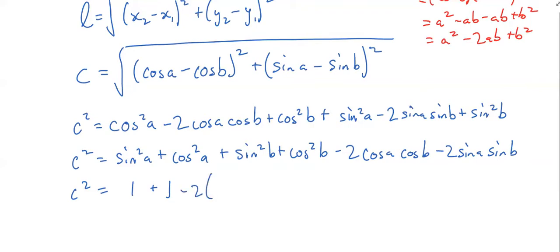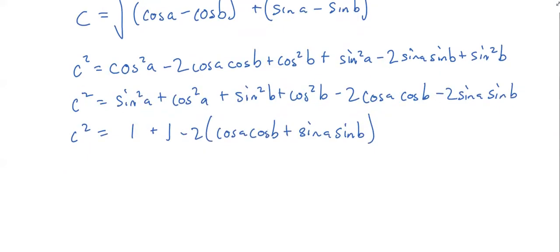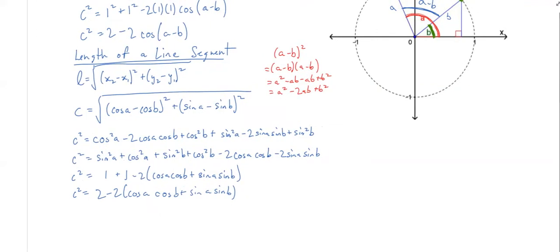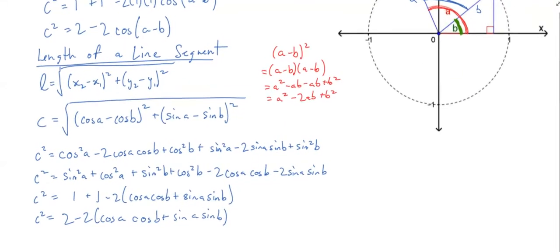Minus 2, and what are we left with? Cos A cos B plus, be careful of that, because I factor out negative 2 from both, sine A sine B bracket. Now again, I simplify this just a little bit. 1 plus 1 is 2 minus 2 bracket cos A cos B plus sine A sine B. Beautiful. That's perfect. So look at what we've done.